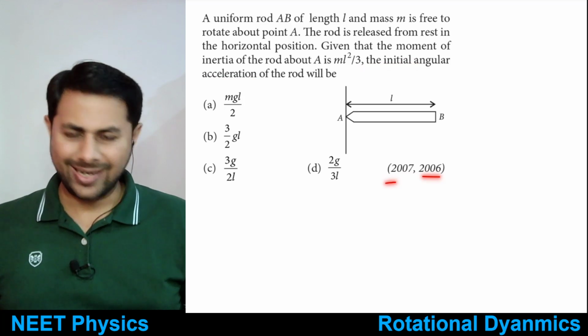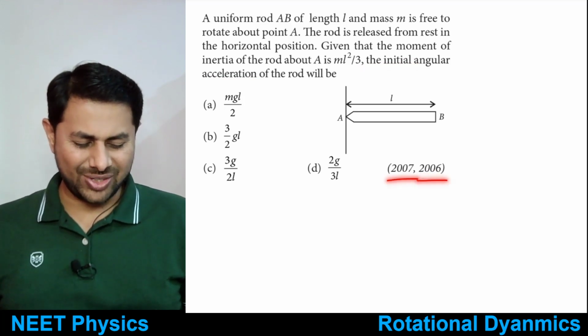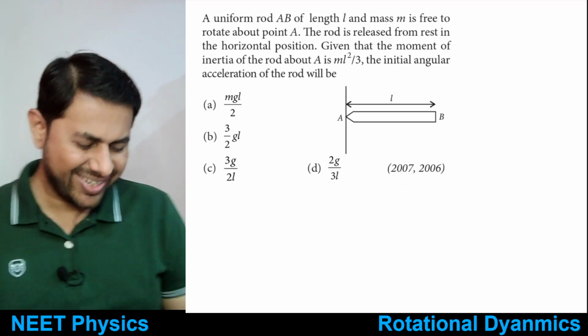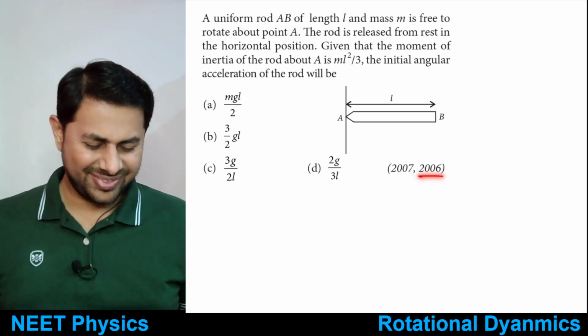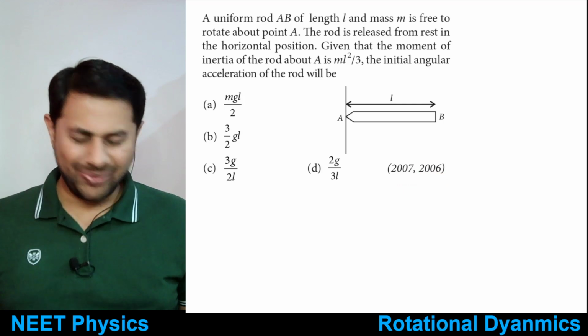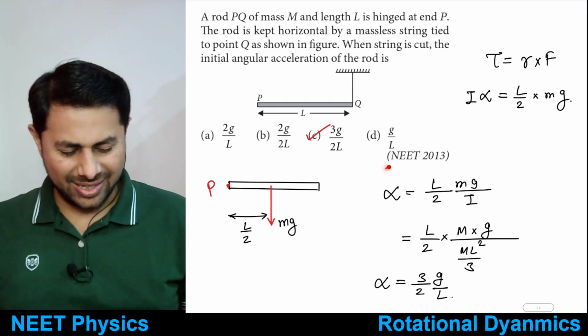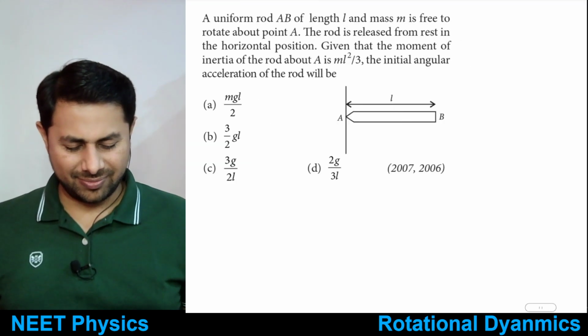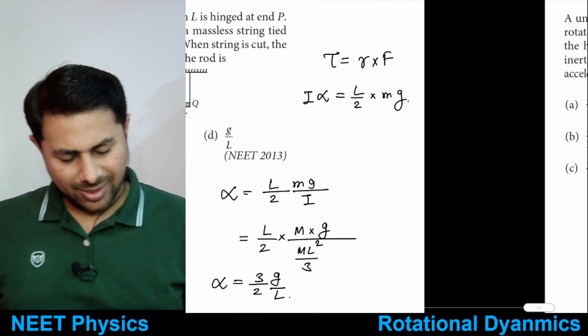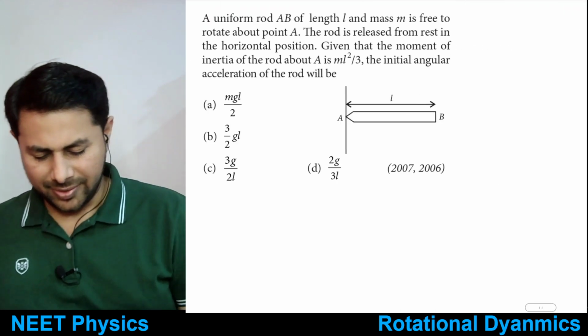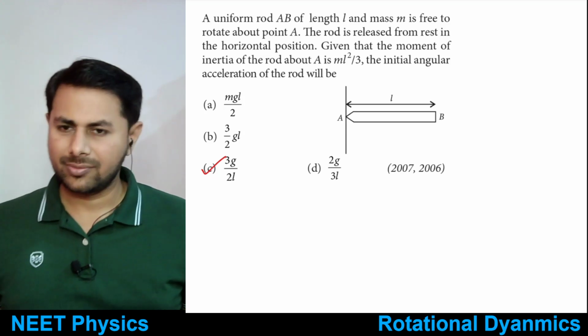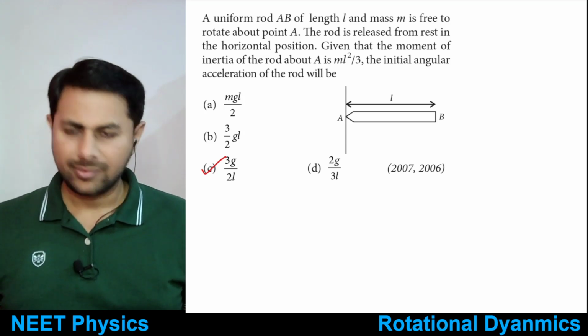repeated thrice at least. Okay, 2006, 2007. How can they repeat? I don't know. In the interval of 1 year. Okay, 2006, 2007, and 2013. Right? So the answer is 3g by 2L. Same question.